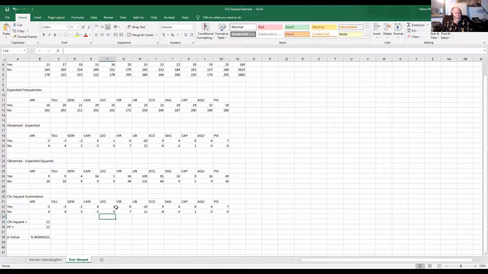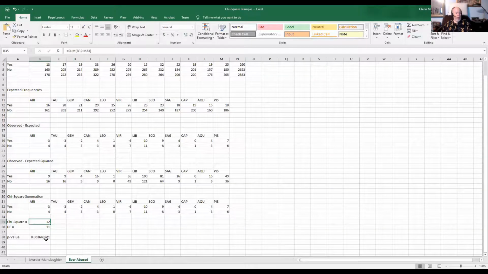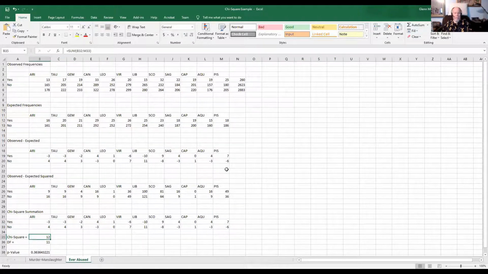Right, okay. And we're back to having a chi-square statistic. This number here for chi-square is simply the sum of that. And miraculously, it turned out to be the same number that we had for murder-manslaughter, 12. We still have a p-value of 0.3636. It means that we cannot rule out a table like this from random chance alone. There is no relationship between the tropical sign of the planet Mars for a given inmate and their natal Mars, and whether or not they had been abused sexually or physically. So there's no statistical significance to this distribution. There may be some practical significance in there, but not statistical. That's true. There is no statistical significance between those two variables.